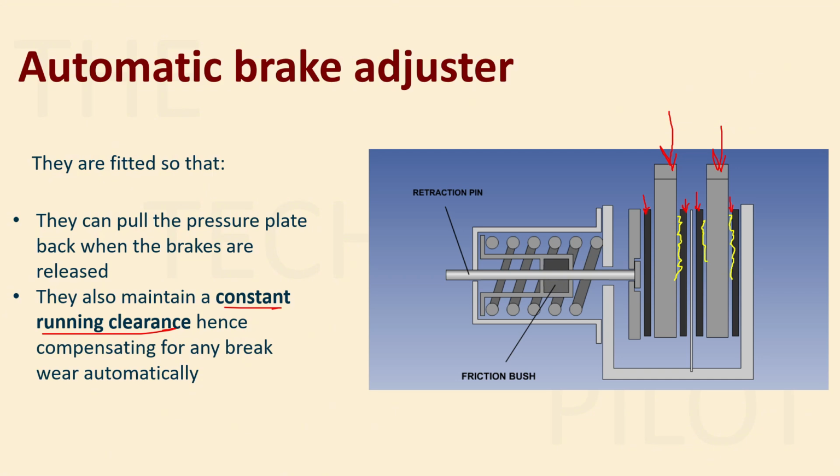This gap is also there. This is your running clearance. You can see that the gap is constant, and even this gap has the same size. So this is called a constant running clearance. The running clearance is there and it is constant.